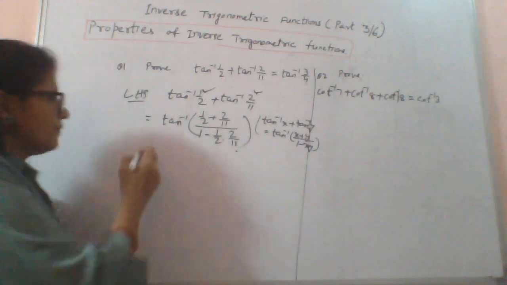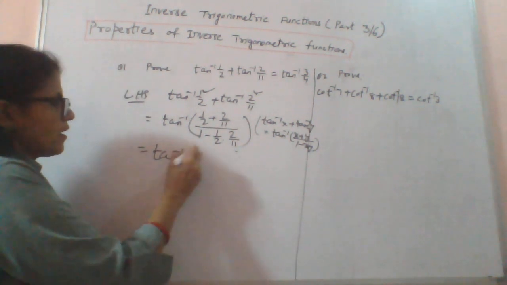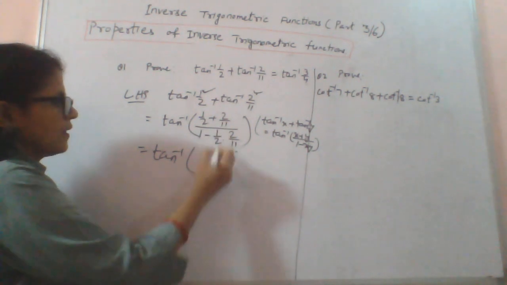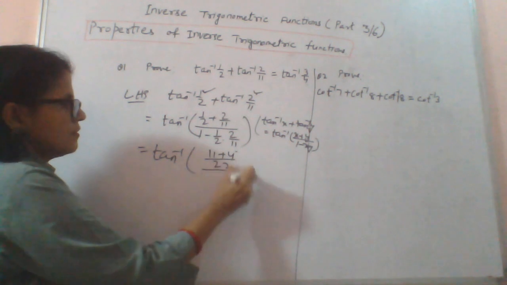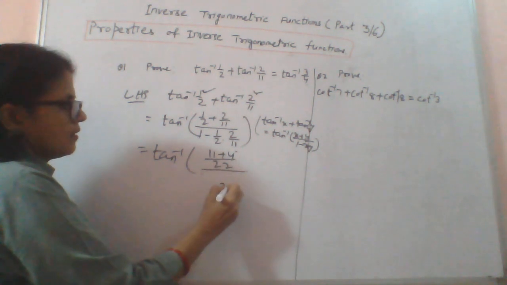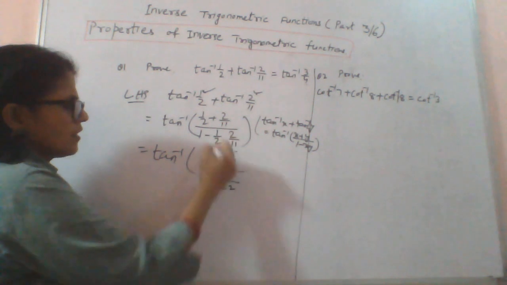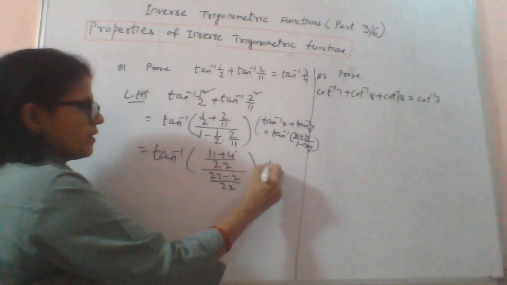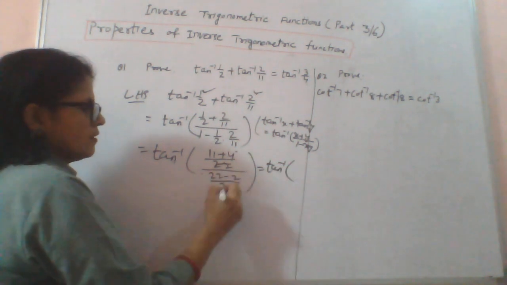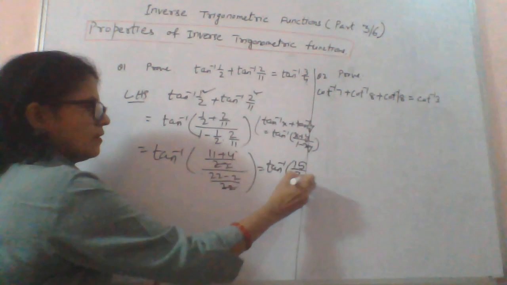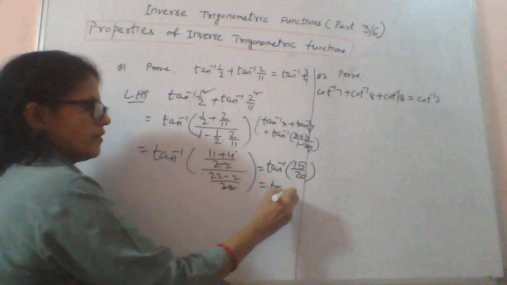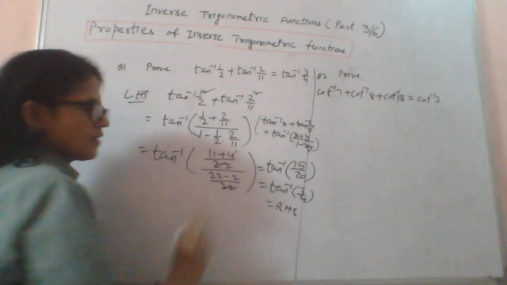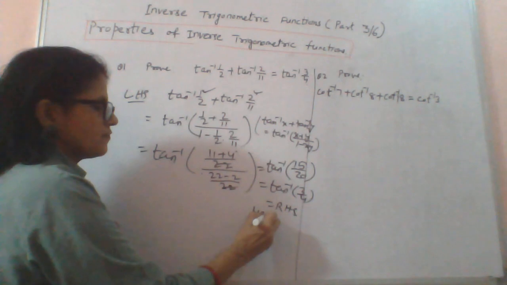So this is the procedure. Tan inverse of, here you are getting 22 as the LCM, 11 plus 4, here 22, I am just taking, otherwise it is 11 in fact. So 22 minus 2, you are getting tan inverse of 15 by 20, which means tan inverse 3 by 4, that is your right hand side. Hence proved.